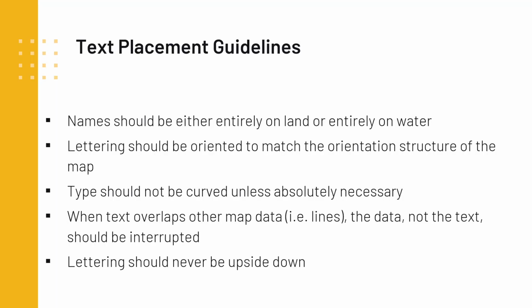Some tips on label placement. Names should either be entirely on land or water. They should never straddle the two. The lettering should be oriented to match the orientation of the structure that your map is representing. Your type should never ever be really curved under any circumstances and should only be moderately curved if it's absolutely necessary. If text overlaps the map itself, it should be the data, not the words that get interrupted.